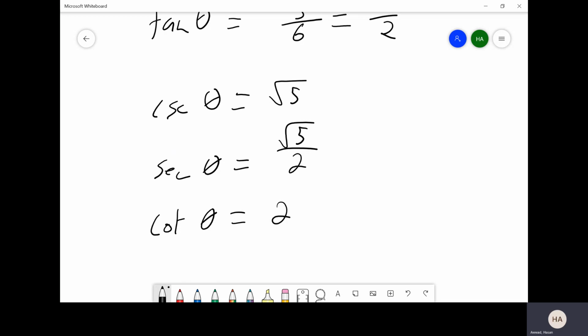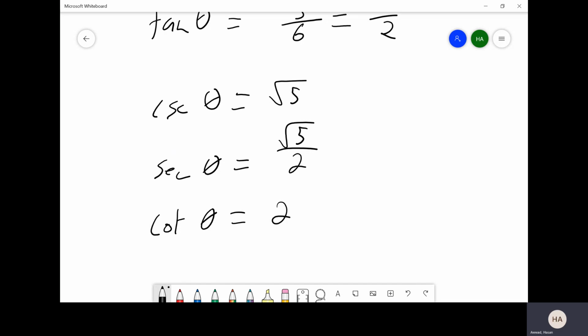All right, so with all that being said, let's move on to a couple harder problems. So now this time what we're going to do is I'm going to give you guys essentially one trigonometric function.